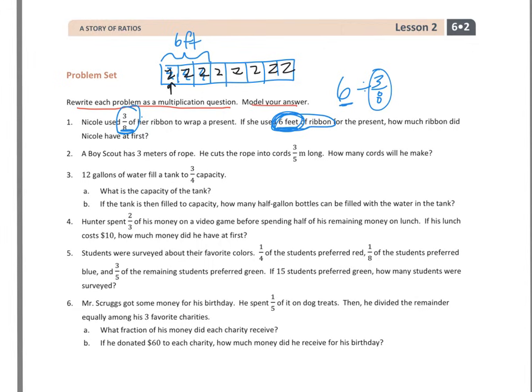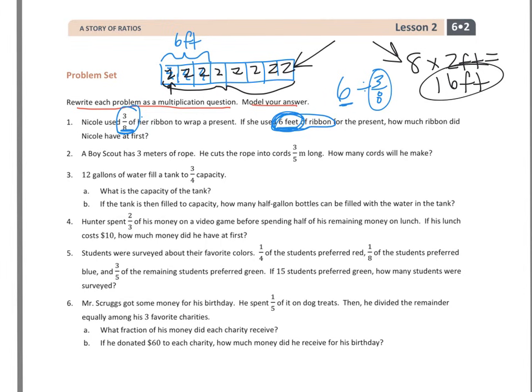So how much did she have at the start? That's this whole amount. We had 8 boxes times the 2 feet in each box to get us our 16 feet. So there's my multiplication problem, and there's my model. So depending on how you did it during class, you might have something a little different for that, rewriting each problem as a multiplication question. That's kind of how I'm going to show it.